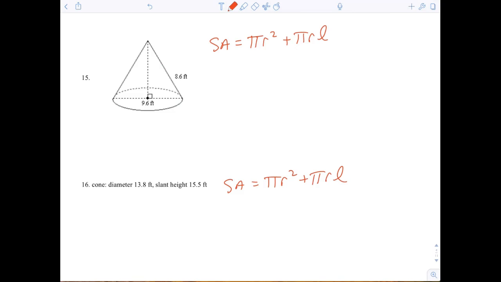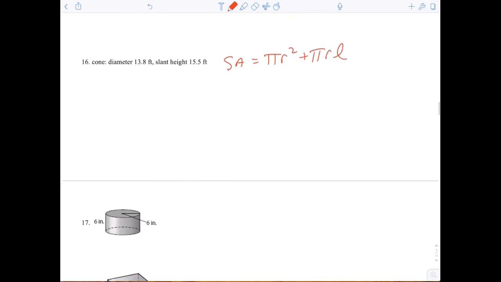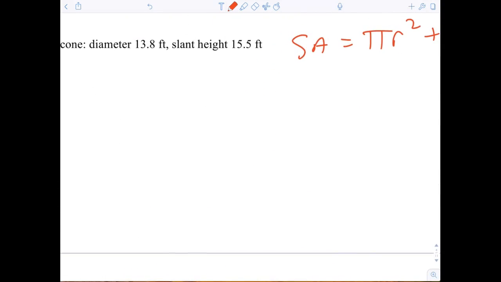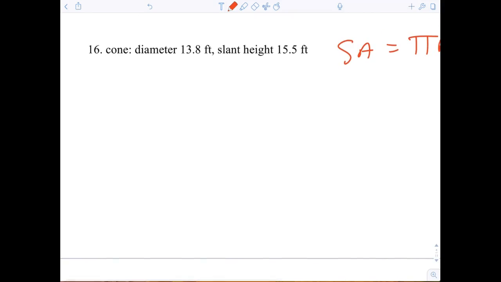All right, tell me about 15. What's the answer? 202. Put the units. Okay, we got a problem with number 16. What's the problem? There's a diameter, not the radius. What's the radius?